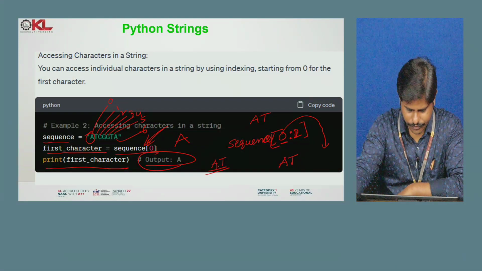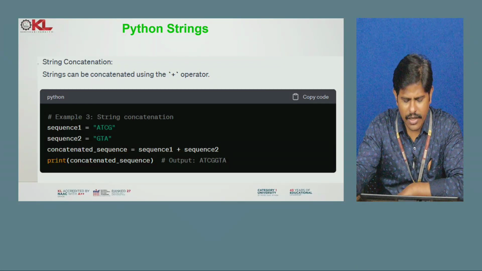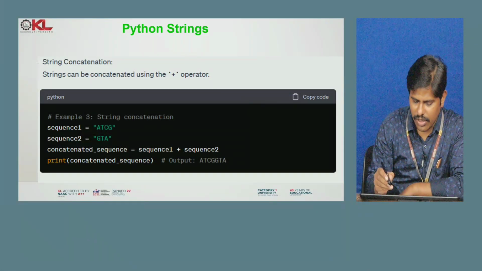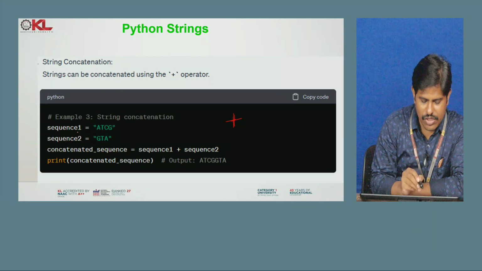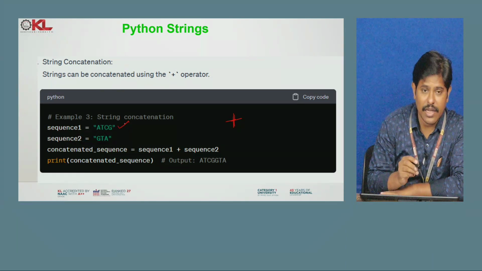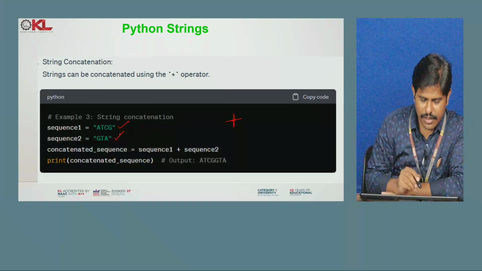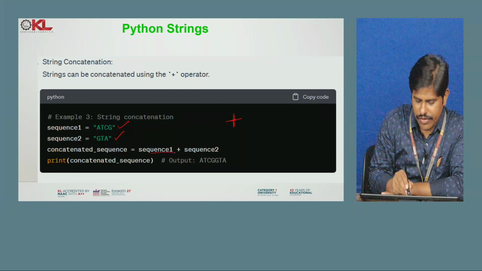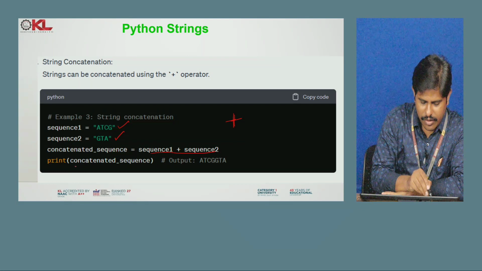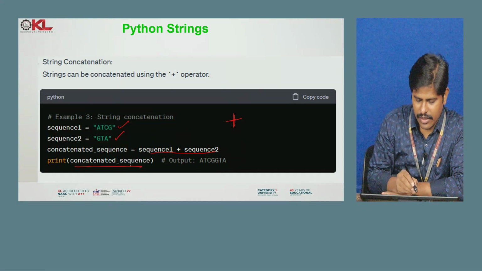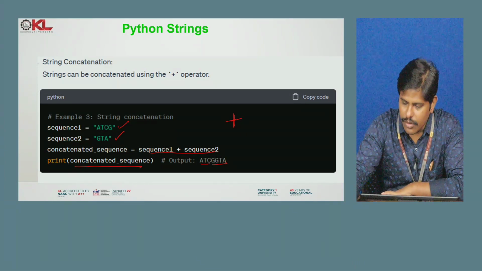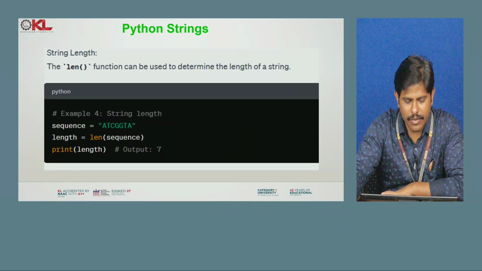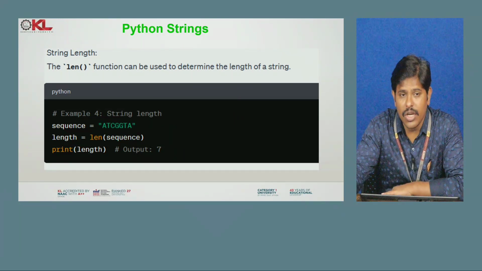And if you want to join strings, you can use an operator called the plus operator. It is called the concatenation operator in this case. Assume that you have sequence 1 ATCG and another sequence 2 GTTA. The concatenated sequence will be sequence 1 plus sequence 2, and when you say print, the output will be the concatenated sequence ATCGGTTA. Using the plus or concatenation operator, you can perform joining of two strings.